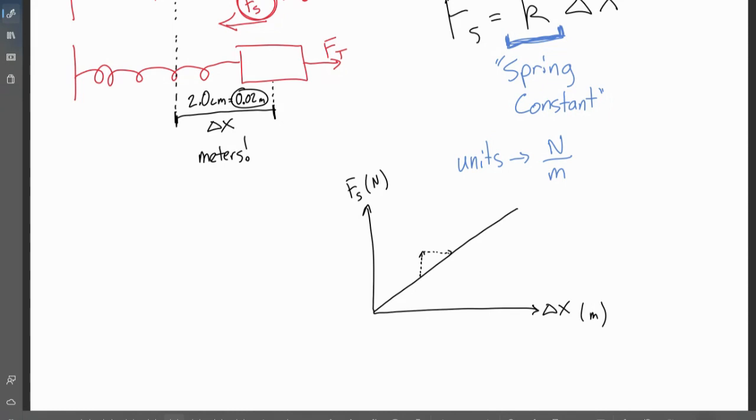That's where spring constant comes from. So the further you pull it, the more force you have to pull with. And it turns out that it's a linear relationship.